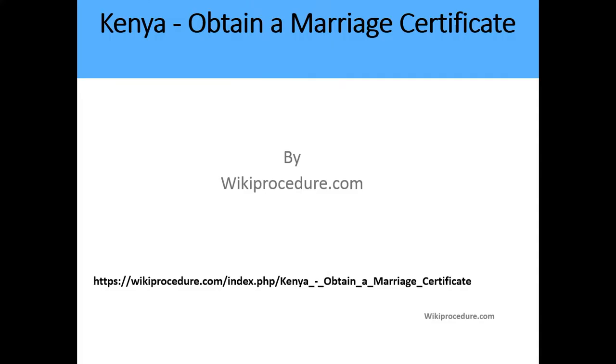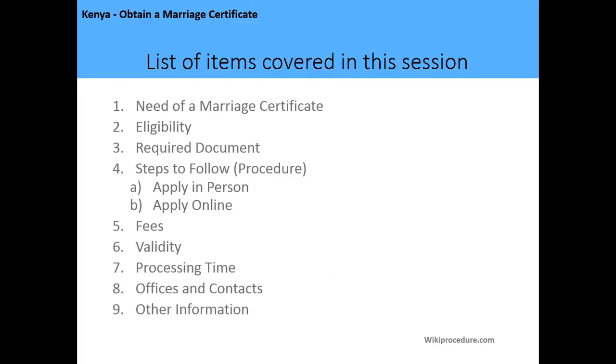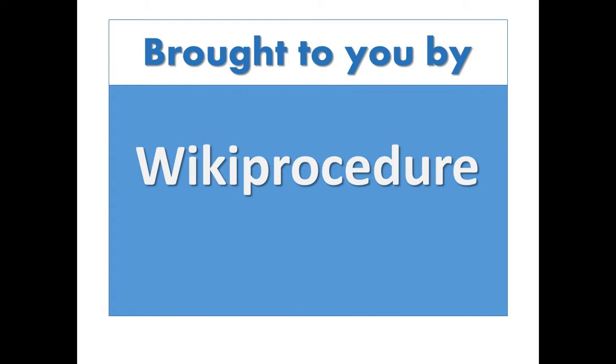The list of items which we are going to cover in this session include the need of a marriage certificate, the eligibility, the required documents when making the applications, the steps to follow when making the applications, the fees applicable, the validity period, the processing time, office locations, and other relevant information. This procedure today is brought to you by wikiprocedure.com.